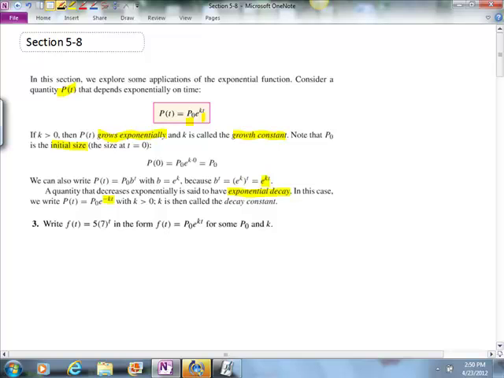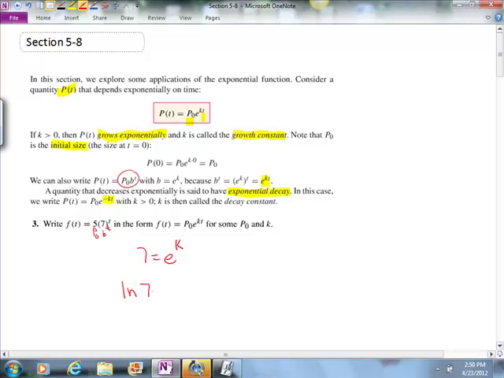Okay, so let's look at this first question. It says, write f of t equals 5 times 7 to the t in the form of f of t equals P naught e to the kt for some P naught and k. So they just want you to kind of be familiar with this notation here. So if we wanted to, we could just take a look right back at this right here. We have, this is P naught, and then this is b to the t. So it must be that b is equal to e to the k, so 7 is equal to e to the k. So if we want to figure out what k is, we can take the log of both sides.